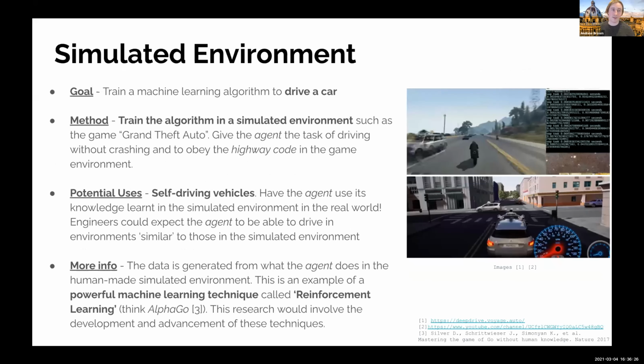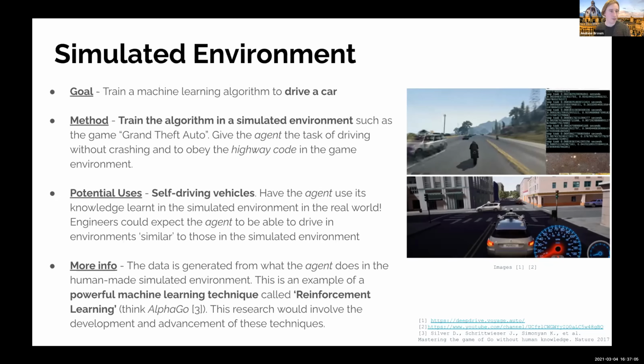The third case study is a task in simulated environments. The goal of this case study is to train a machine learning algorithm to drive a car. The method here will be to train the algorithm in a simulated environment such as the game Grand Theft Auto. The idea is to give the agent the task of driving without crashing and to obey the highway code in the game environment. The big potential use of this case study is self-driving vehicles. The idea is to have the agent use its knowledge learned in the simulated environment in the real world. Engineers could expect the agent to be able to drive in environments similar to those seen in the simulated environments.